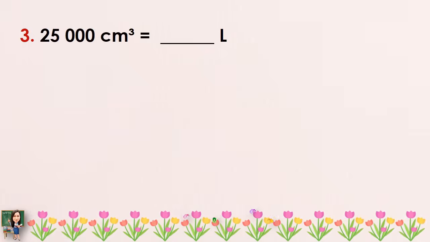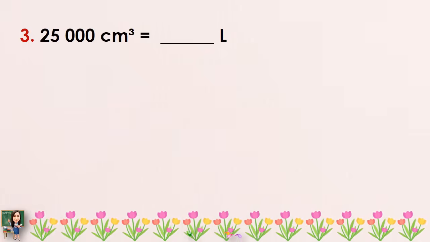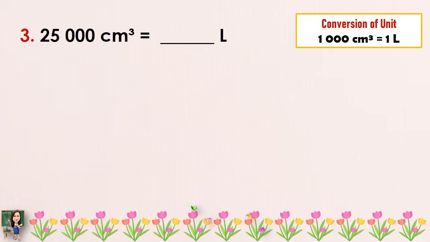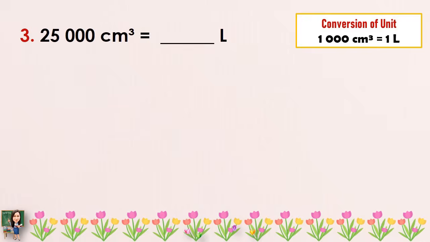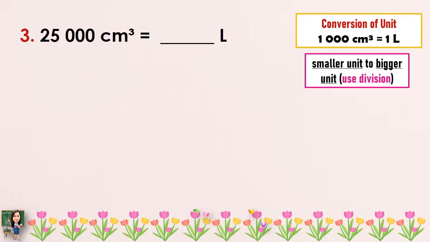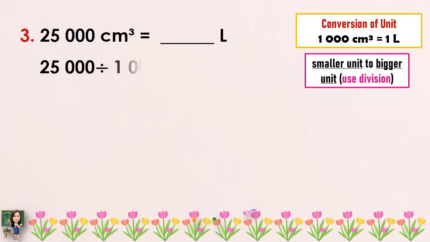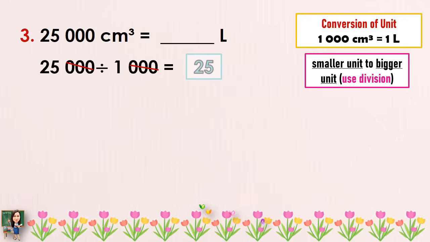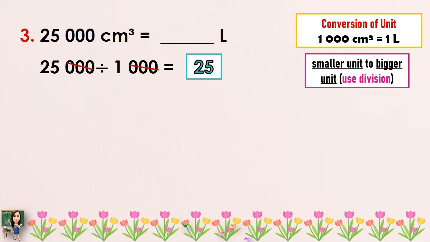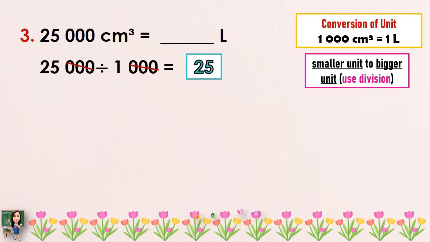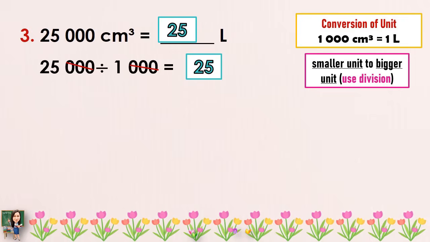Number 3. 25,000 cubic centimeter is equivalent to how many liters? In every 1,000 cubic centimeter, there is 1 liter. To convert smaller unit to bigger unit, use division. 25,000 divided by 1,000 equals, first cancel the zeros. 25 divided by 1 equals 25. So therefore, 25,000 cubic centimeter is equivalent to 25 liters.